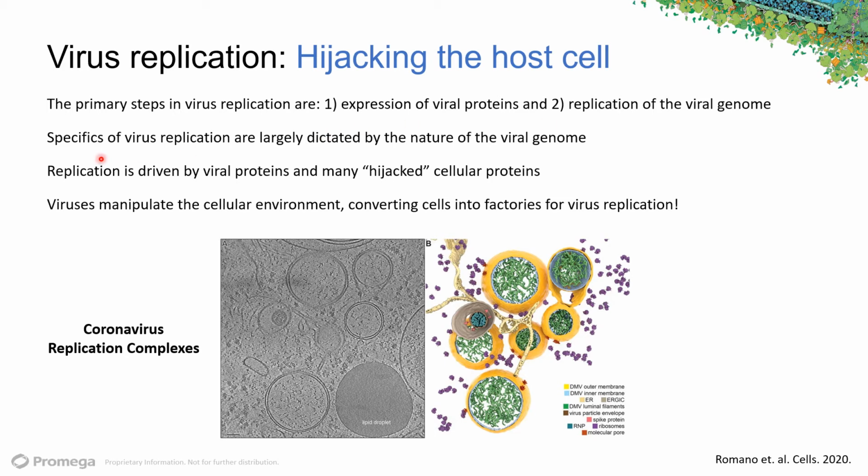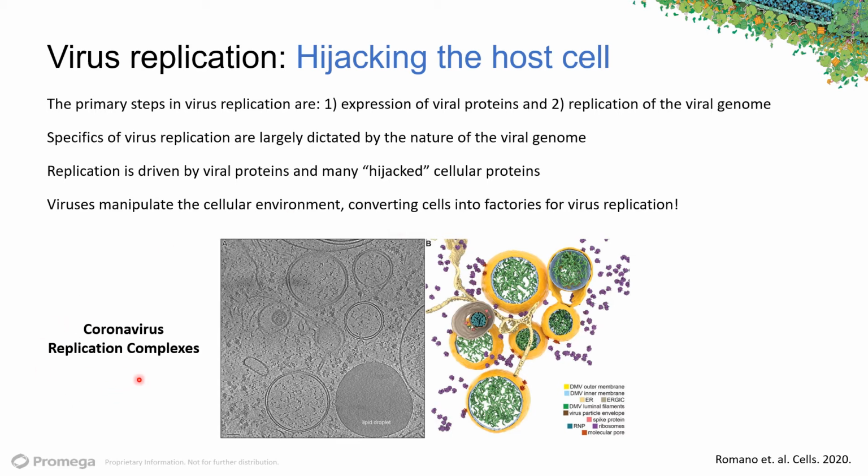Now the specifics of this stage, like other stages, are going to be different from virus to virus. And for replication, these specific details are largely dictated by the nature of the viral genome. That is, viruses that have a DNA genome are going to replicate in different ways than viruses that have an RNA genome. But in both cases, replication is going to be driven by viral proteins and many hijacked cellular proteins. Viruses will manipulate the cellular environment in a wide variety of ways in order to essentially convert cells into factories for virus replication.